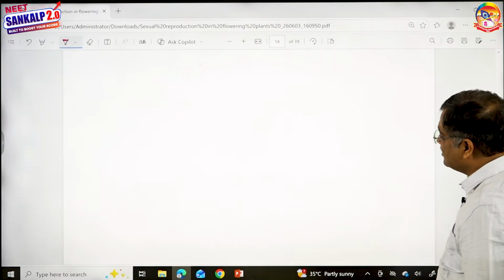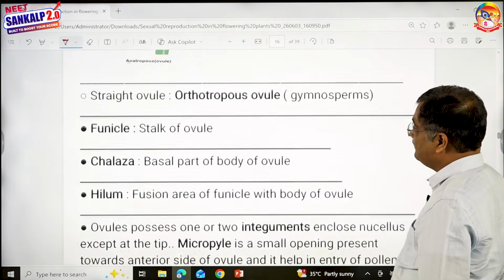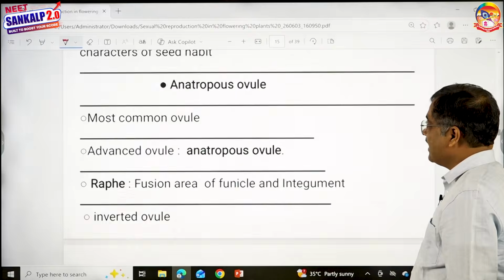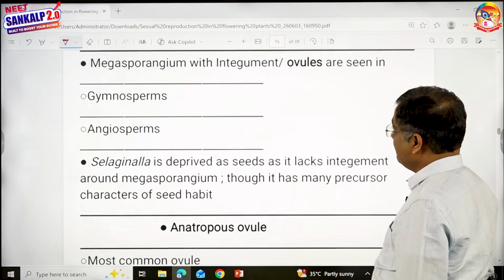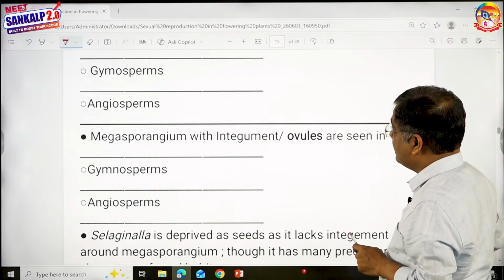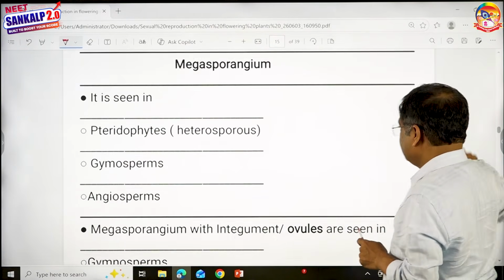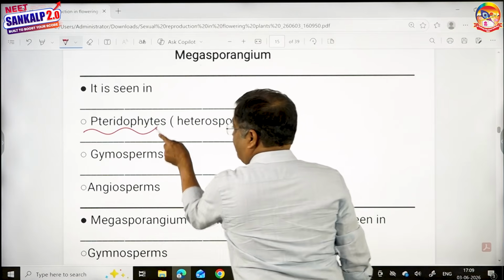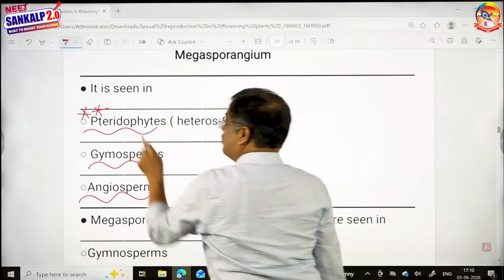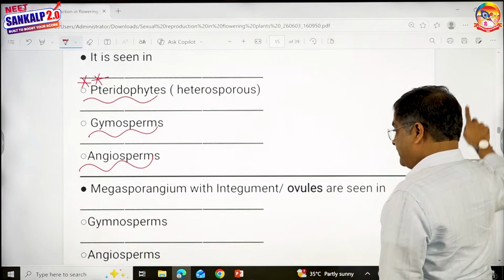Let us see what I have written with regard to megasporogenesis, children. Please concentrate here. It's very easy now. We'll be going through very, very fast. All right. With regard to the megasporangium, we stopped at megasporophyll. Now we'll go to megasporangium. Now where is it seen? Megasporangium is seen in pteridophytes, gymnosperms, angiosperms. Interesting. Even in pteridophytes, heterosporous pteridophytes like Selaginella and Salvinia.